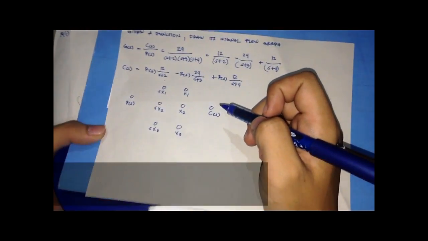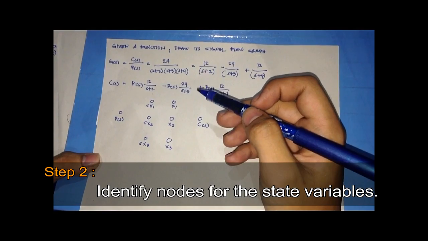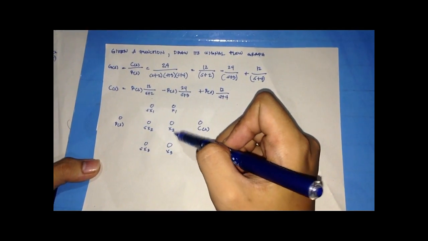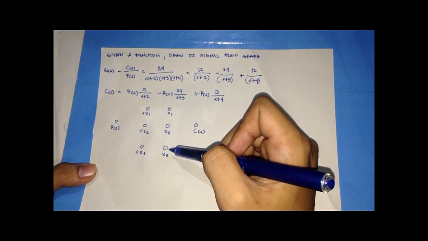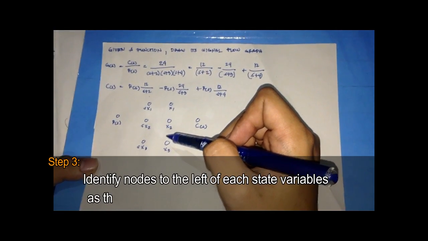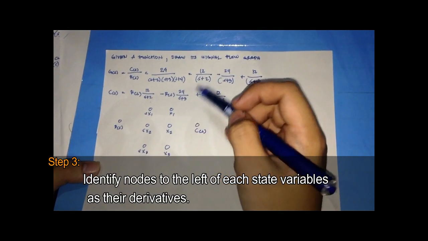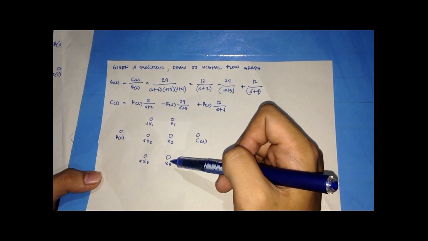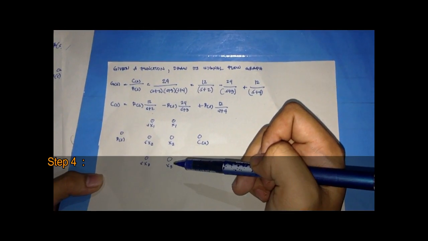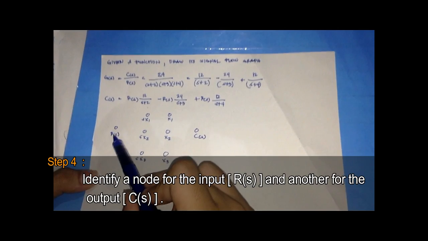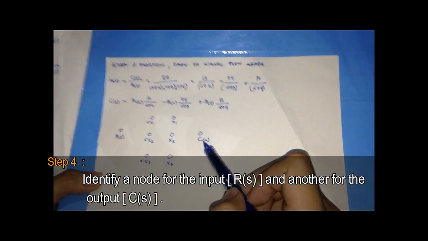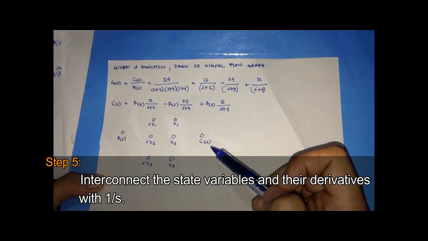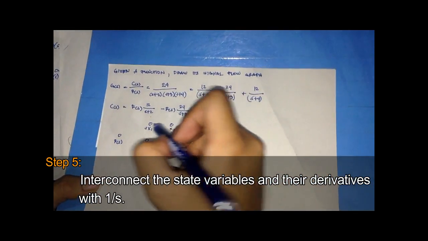First, identify the three nodes for the three state variables x sub 1, x sub 2, and x sub 3. Also identify the three nodes to the left for each respective state variable as their derivative: sx sub 1, sx sub 2, and sx sub 3. Also identify a node for the input R of S and another for the output C of S. And then interconnect the state variables and their derivatives with the defining integration 1 over S.